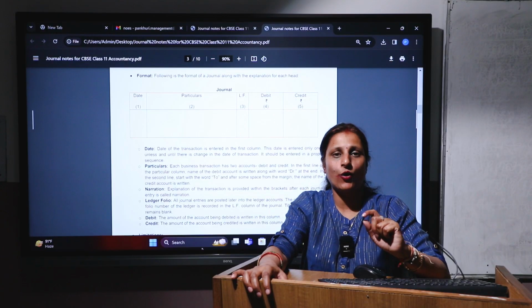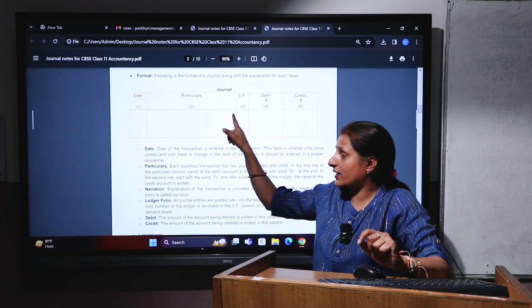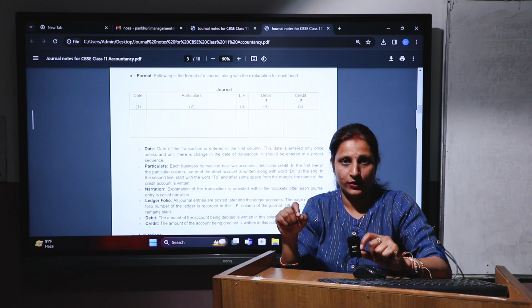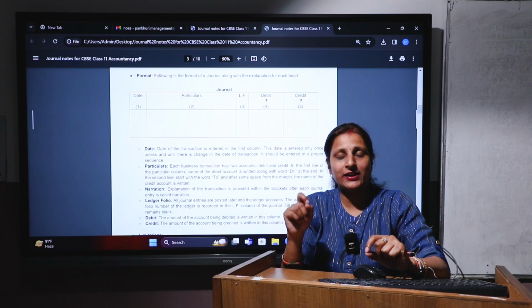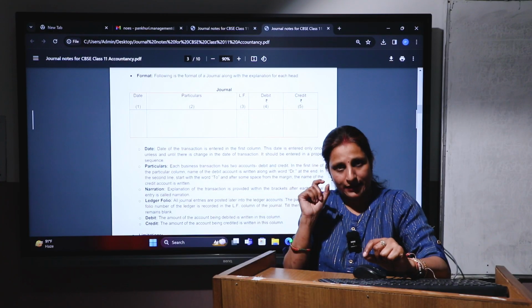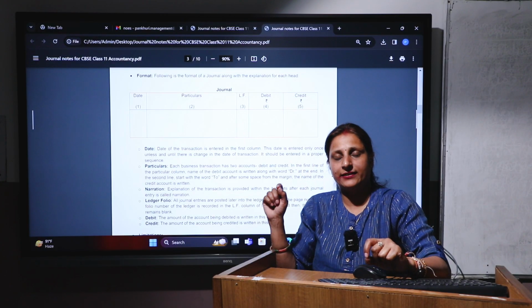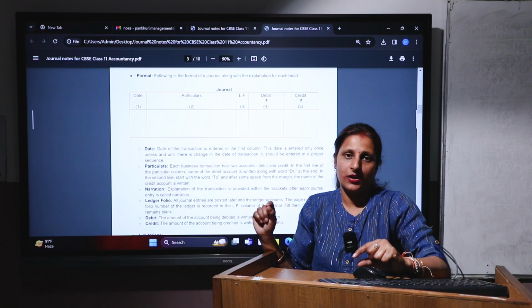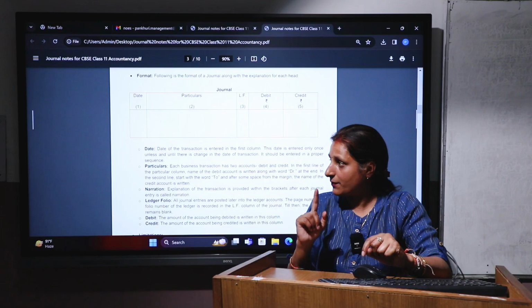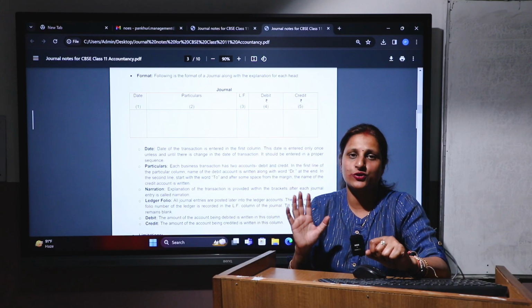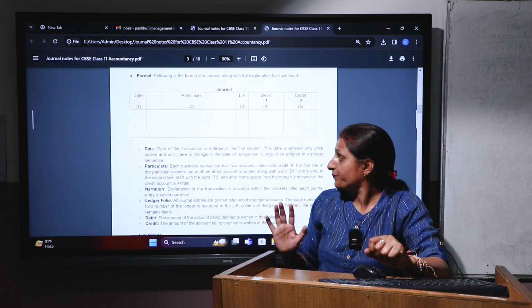So the entry will be recorded as cash account debit, and the credit account will be shown by "To". The account that we credit will be shown by "To". If we are crediting the capital account, then we will write it as "To capital account". So the account that we are debiting will be shown as cash account debit, and the account that we are crediting will be shown as "To capital account".